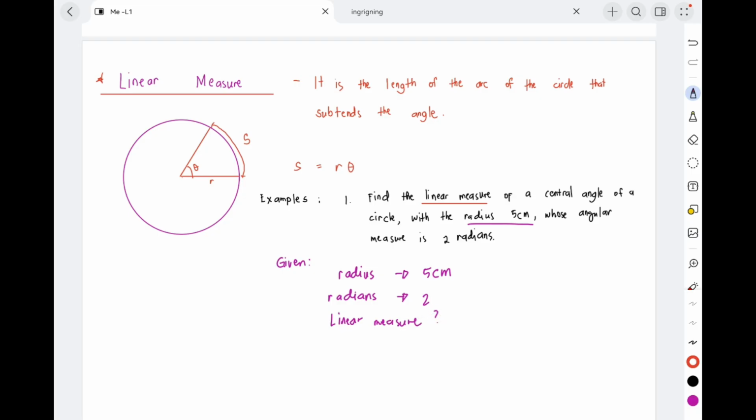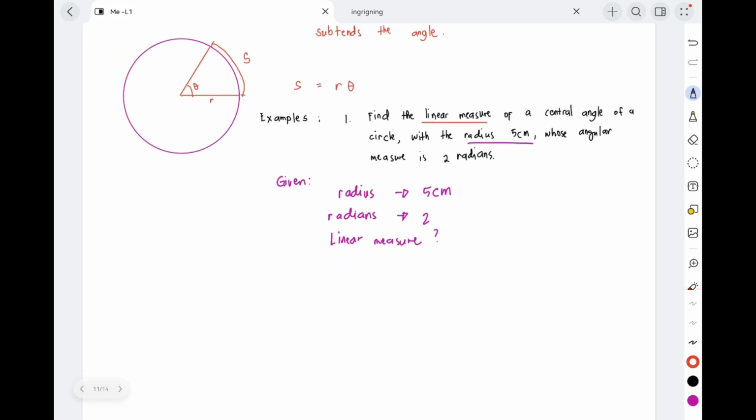And to recall, our formula is S is equal to R times theta. So we just have to substitute the given values in our formula. S is the missing, R is 5 cm times our angle, which is 2. So S is equal to 5 times 2, so that is 10 cm. And this is the value, or the linear measure that subtends the angle. And this is the final answer.